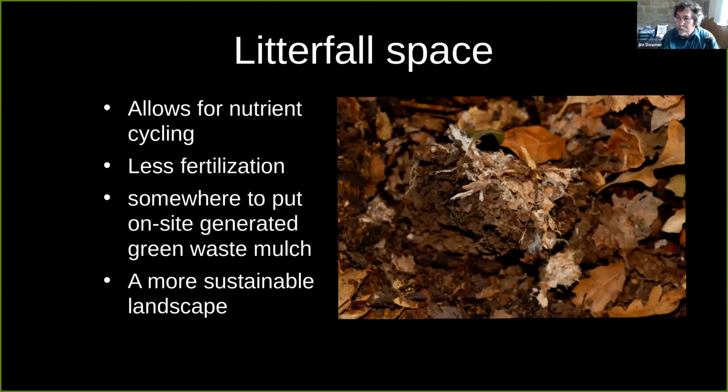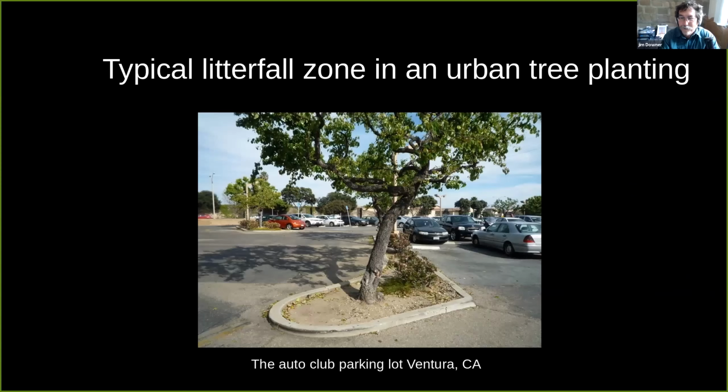So what do we create in urban plantings? We create settings like this. This is the Auto Club parking lot in Ventura, California. That's not a tree-friendly place, but this evergreen pear is tolerating it. And it's also tolerating being run into by cars and backed into. It's just such a tough tree. But is this ideal for tree growth? No. Restricted root volume, little or no irrigation, no organic matter inputs. It's terrible for trees.